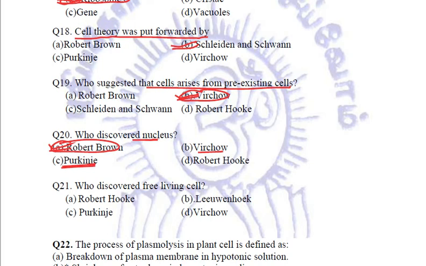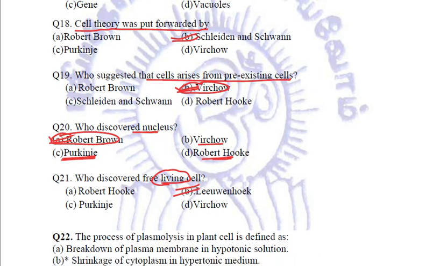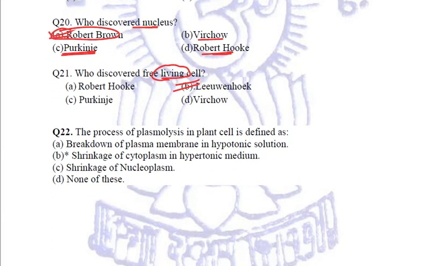J.E. Purkinje coined the term protoplasm. And Robert Hooke discovered the cork cells. Who discovered free living cells? It was Anton von Leeuwenhoek, right? Next, again, I think the same question in a different way.